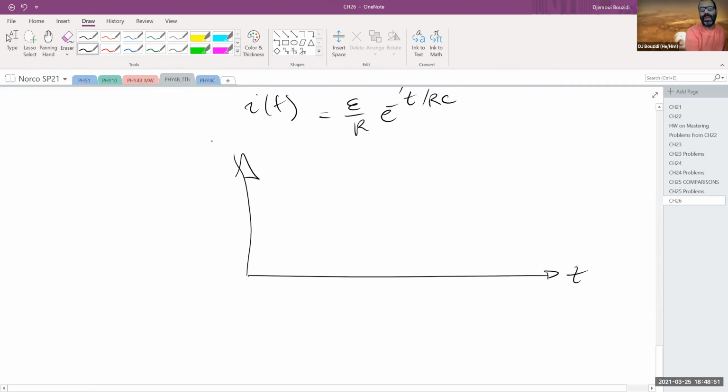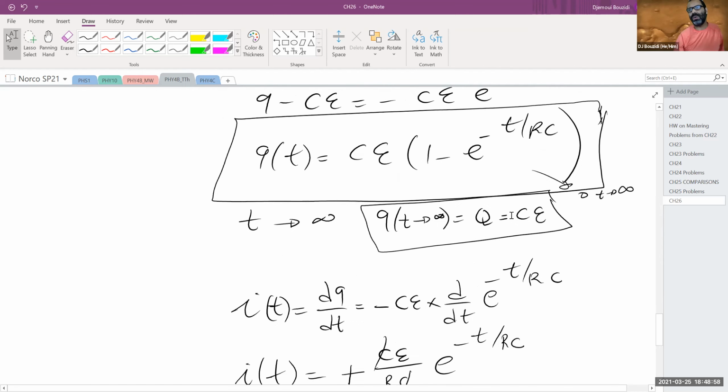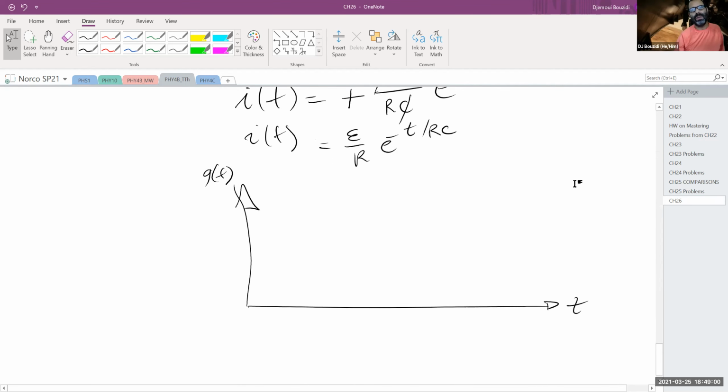So this is t. This is q as a function of t. Initially, there was no charge. And at the end, the full charge is going to be C epsilon. At the end, we're going to reach the saturation, which is C epsilon. So that's the limit. And it's going to grow exponentially like this.